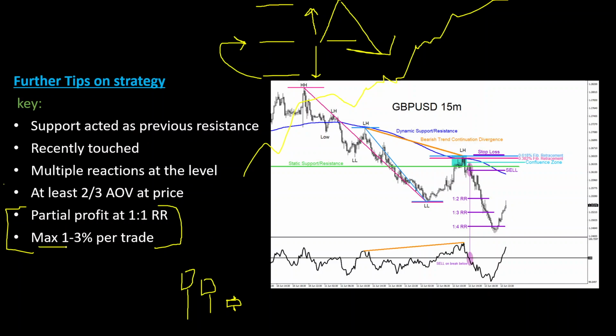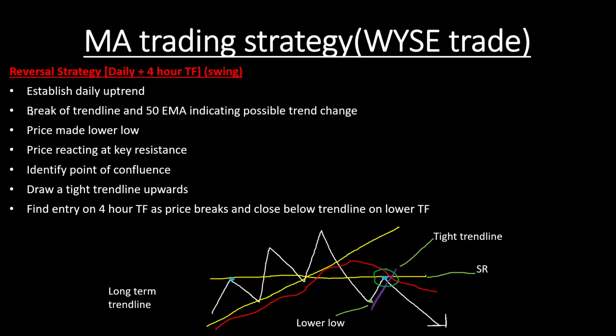Also, max 1 to 3% per trade. Even 3 I think is a bit much. I think for most people 1 is plenty. Risking 1% of your account per trade I think is ideal.